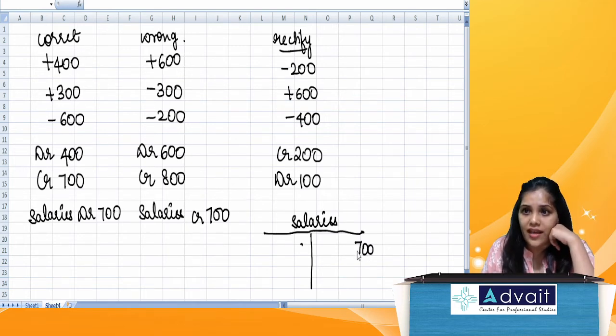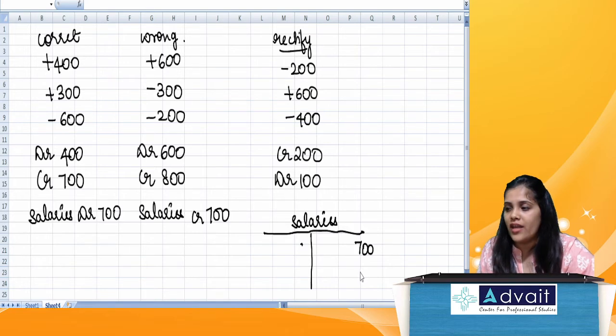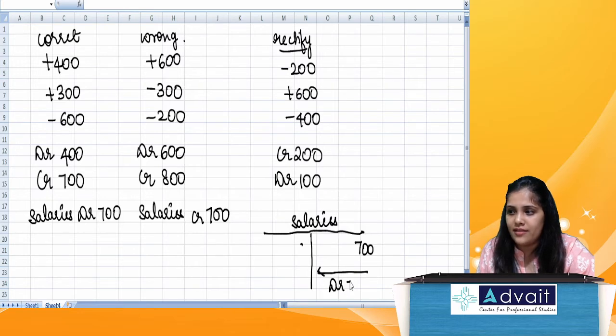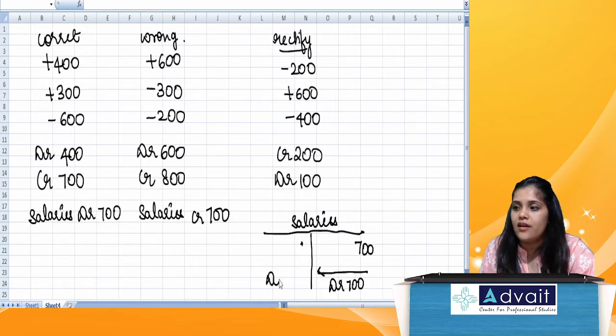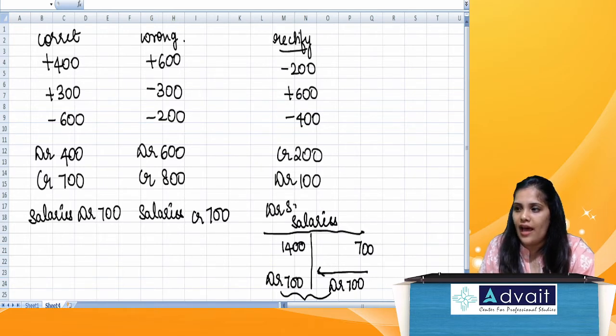Now, how to rectify this? Yes, very good, fantastic. To nullify the credit, go back, you will debit 700. And to have a debit of 700, debit 700. So, my total debit will become 1400. So, how will you rectify? Debit salary account by 1400.